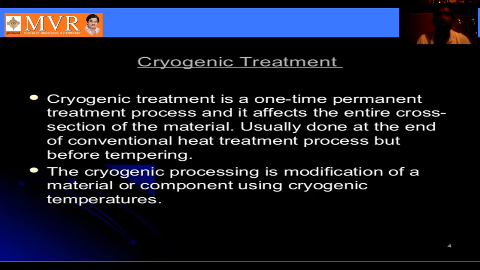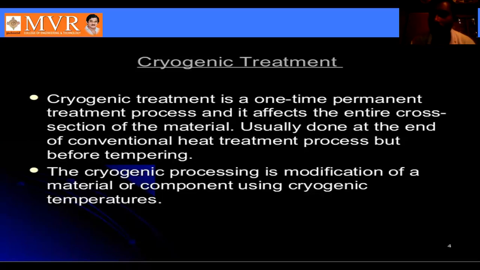So the cryogenic process is a modification of the materials. Modification of the materials or components using cryogenic temperature. Modification of the materials is nothing but we have some modifications, some alloy elements. When we are modifying the alloy elements, we must ensure this type of process can be used on that particular material.